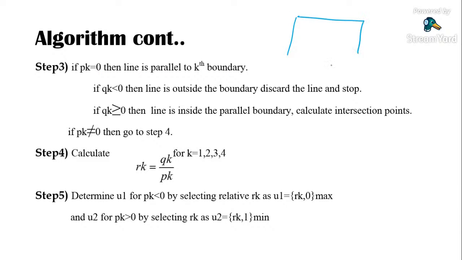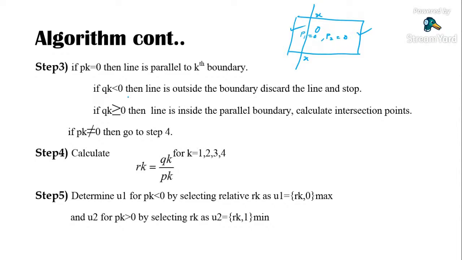See here how it can be. Suppose this is a line, then it has x common, so x minus x will be 0. So p of 1 is 0 and p of 2 is also 0. So this line is parallel to the left boundary and right boundary. So if p of k is 0, then the line is parallel to the kth boundary. Parallel is not sufficient; whether it is inside or outside, that we have to calculate. Then compare q of k.